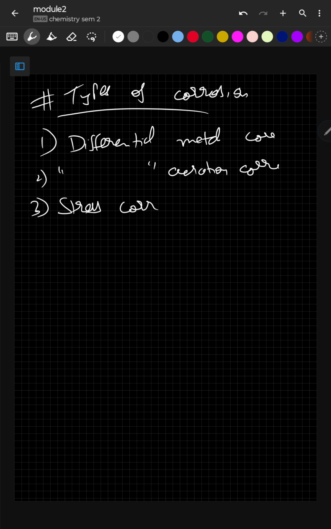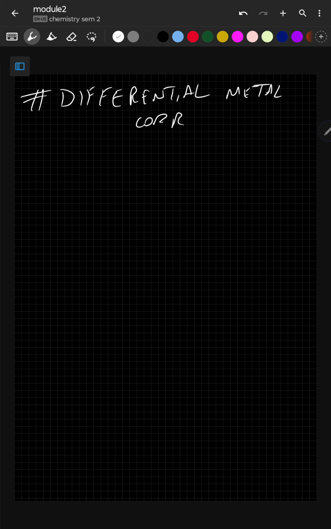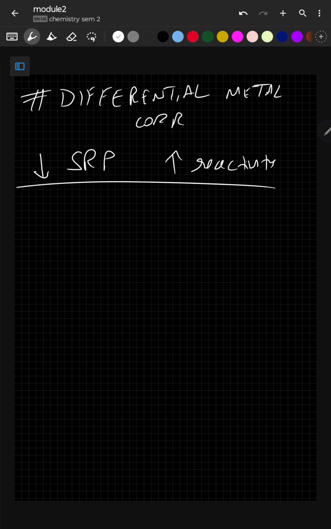In this video, we'll be seeing differential metal corrosion. It's very simple. It's really very simple. So we can finish it in less than 5 minutes. So, differential metal corrosion. It's a very simple topic, you have to remember: lesser the SRP, more the reactivity. This one thing you remember, it's sufficient.